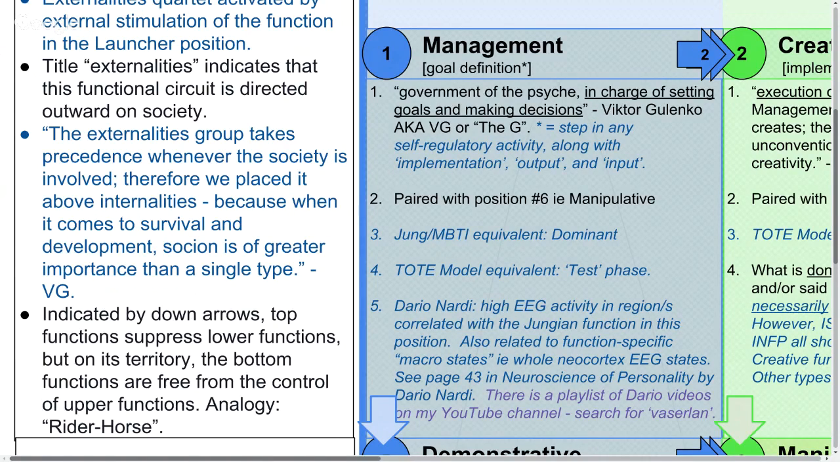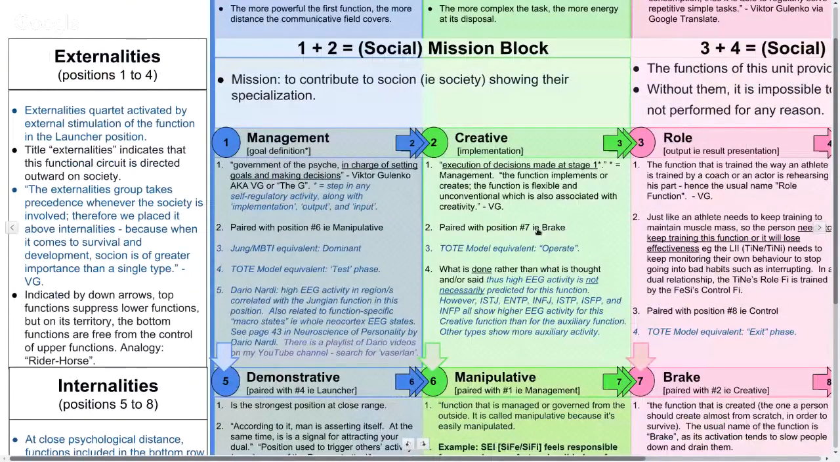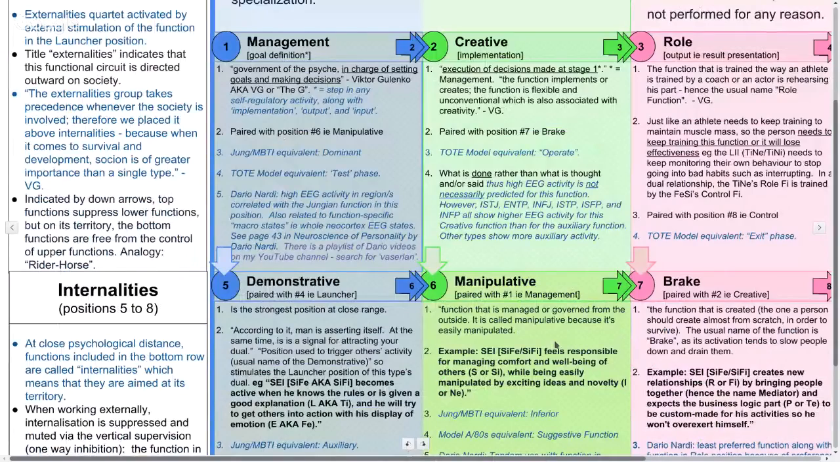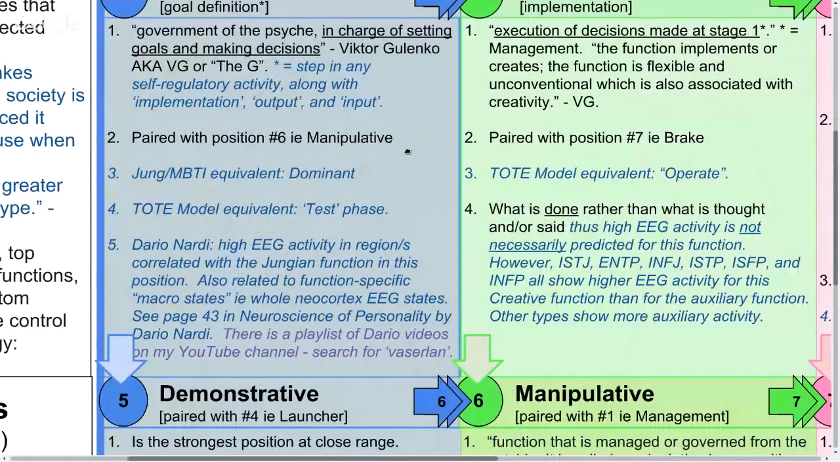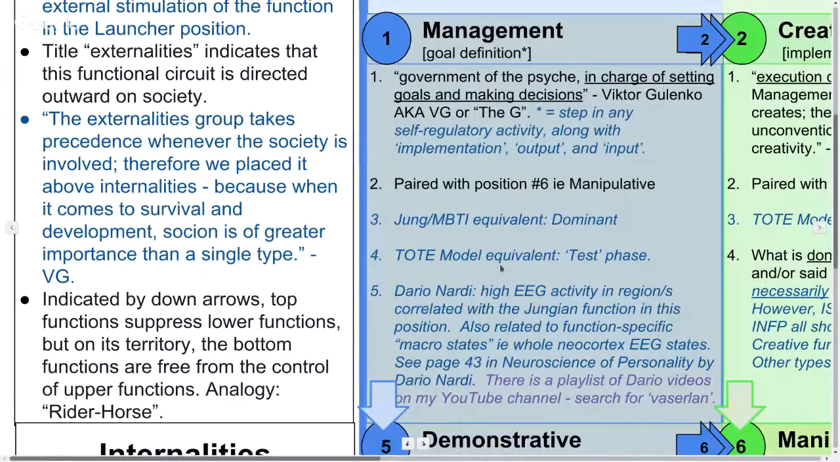And it's paired with the manipulative function. And he also named them. Now, some of these don't necessarily translate well to English, but he tried to name them to have them pair up. So management with manipulative. For instance, the management function of ESFJ would affect the manipulative function of INTP, TiNx. So paired Jungian equivalent of the dominant function, TOTE model equivalent, test phase.